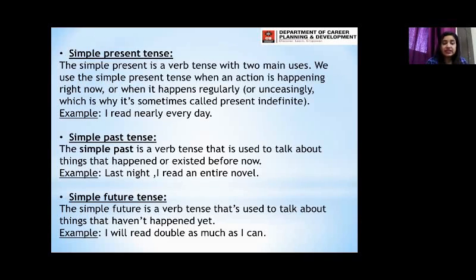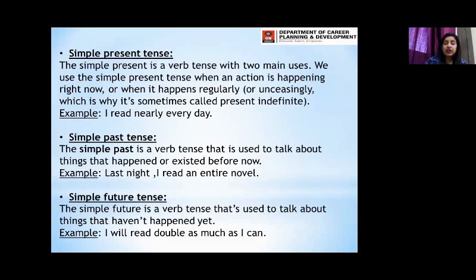Okay, next we are talking about simple past tense. Now, simple past tense is a verb form that is used to talk about something that has happened before, not now. We are not talking about the present, but something that has happened in the past. So, we are going to use simple past tense to finish that sentence, to make that sentence in simple past tense.